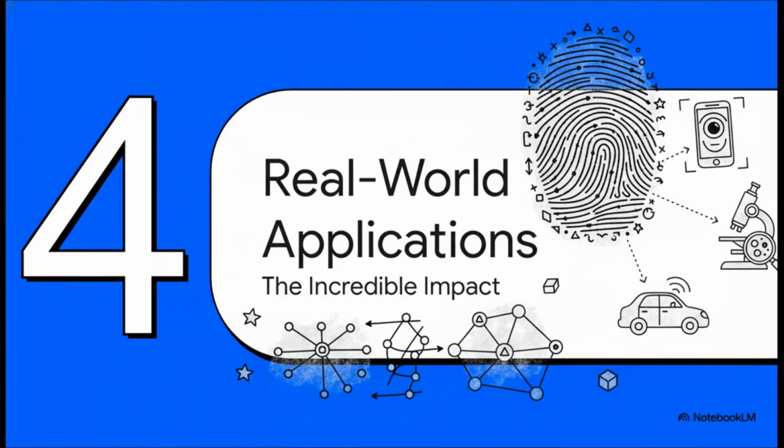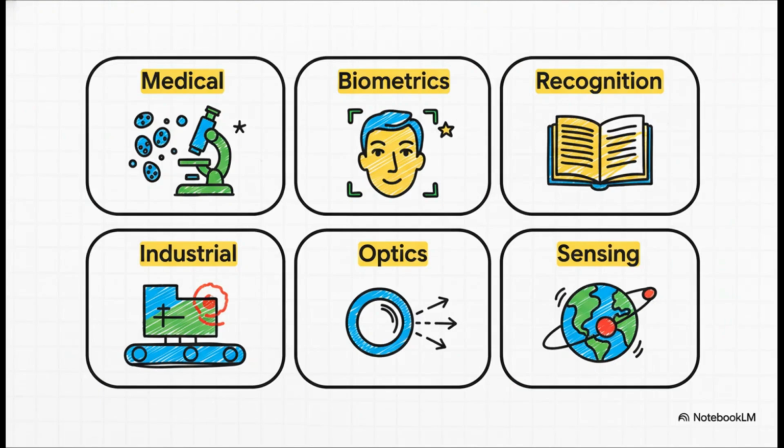Okay, so we've got a handle on what this is and kind of how it works. Now for the really cool part. Let's look at where this mathematical fingerprint is making a huge impact out in the real world. And wow, the list is seriously diverse. We're talking about the math that helps doctors spot cancer cells just by their shape. It's what's behind the facial recognition on your phone. It's used in OCR to scan old books, on factory floors to catch tiny defects, and even in space to analyze images from satellites.